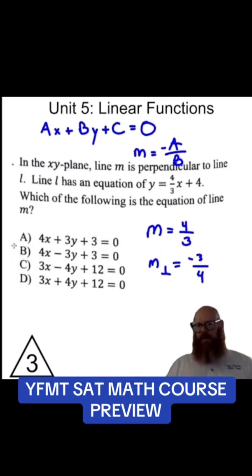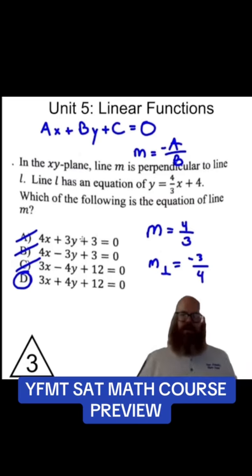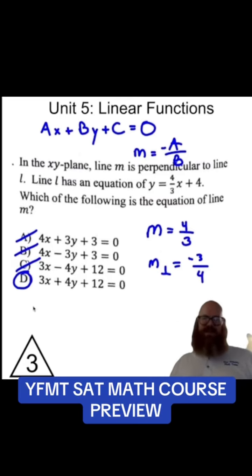Well, choice A and B is some kind of 4/3, but I want a negative 3/4, so they're gone. And then if I look at C, this would be positive 3/4, because it's negative a over b, and b is negative 4. So negative over a negative is going to make a positive, so that answer is wrong. So it has to be D, which has a slope of negative 3/4, which is the slope I want to be perpendicular to this line. All right, so the final answer is D.